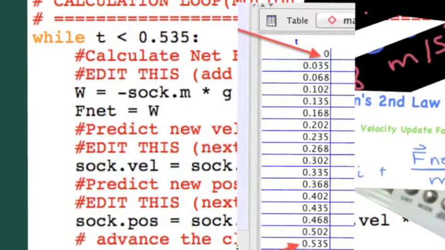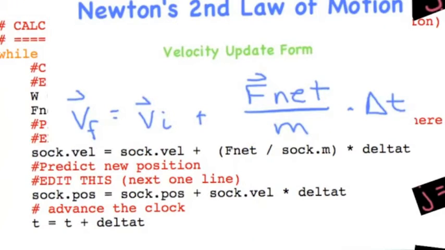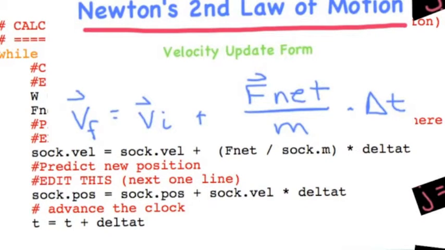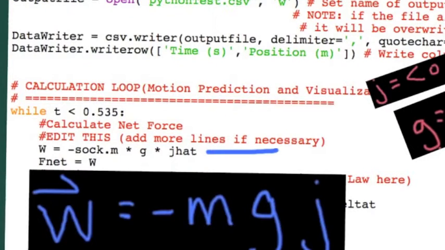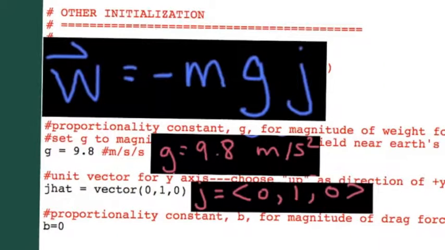The information about when to start and terminate the while loop comes from the observed data in tracker. Inside the while loop, we employ Newton's second law of motion to update the velocity with each delta t, taking into account the net force on the sock. This updated velocity is used to update the sock's position. This computational model assumes that the total net force comes from the weight force on the sock due to the Earth's gravitational force. Here's the Python code to calculate that weight force, and it's assigned to be the total net force. We also have to initialize g, the magnitude of the gravitational field, and the direction, j hat.